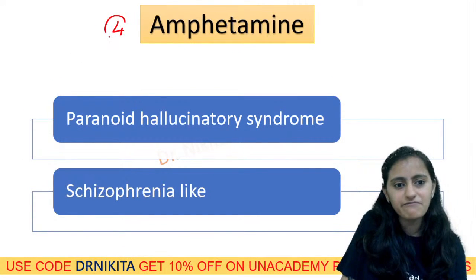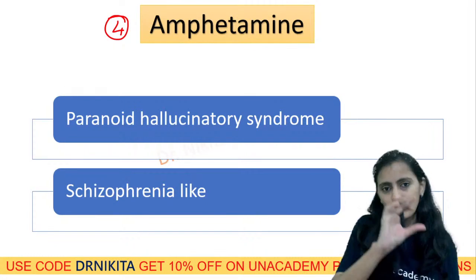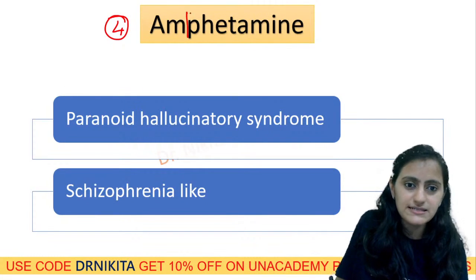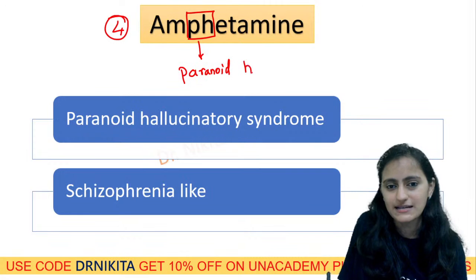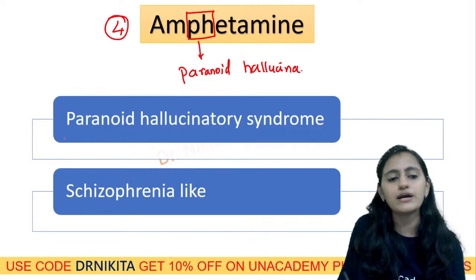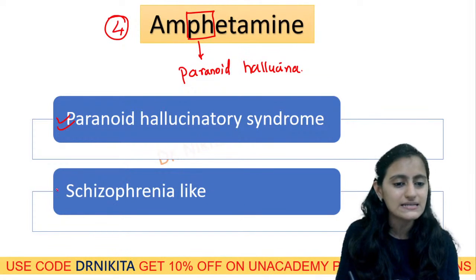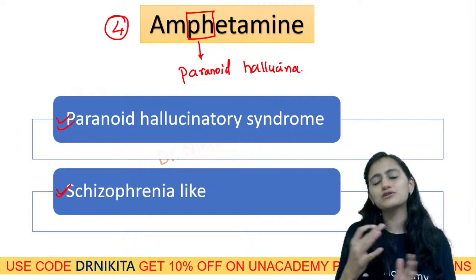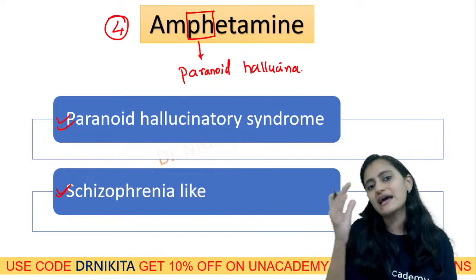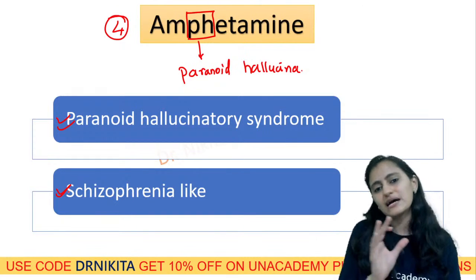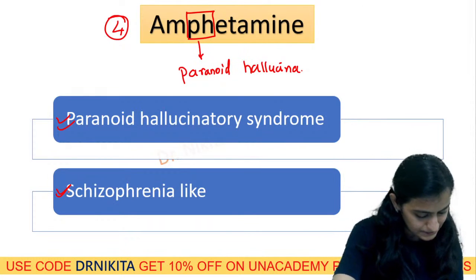Next one is amphetamine. You can remember amphetamine again from the term itself. Amphetamine has PH in its term, so it causes paranoid hallucinatory syndrome, as you can see. And whenever we say paranoid, the first thing that comes to our mind is schizophrenia. So they can ask which of the following substance abuse presents like schizophrenia. So paranoid hallucinatory is amphetamine. So that is your amphetamine, paranoid hallucinatory syndrome and schizophrenia, right?